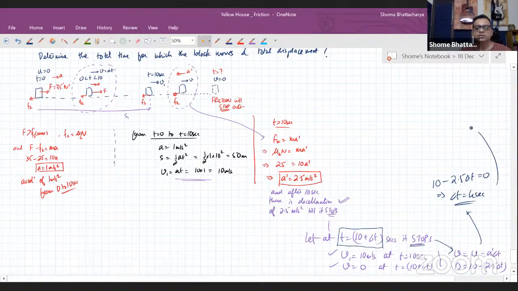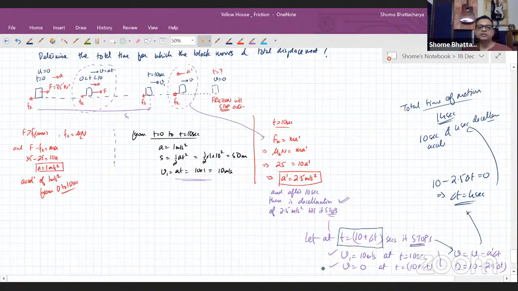Okay, so that means the total time of motion for the block from starting to end is how much? It is 14 seconds. For 10 seconds, it accelerates. Okay, and for 4 seconds thereafter, it decelerates.